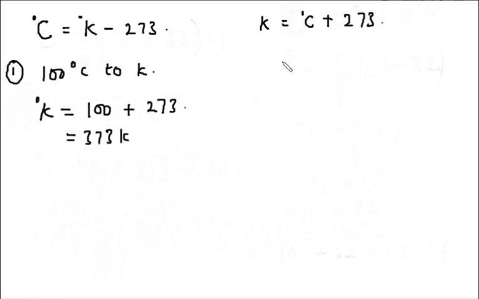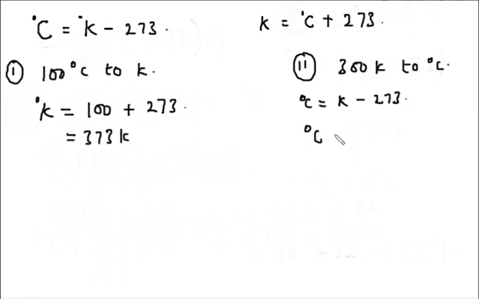Or say we are asked to convert 300 Kelvin to Celsius. We are simply going to say degrees Celsius equals degrees Kelvin minus 273. So degrees Celsius here is 300 minus 273, and 300 minus 273 is 27 degrees. So 27 degrees Celsius is the equivalent of 300 Kelvin. So that's how to convert Celsius to Kelvin and Kelvin to Celsius.